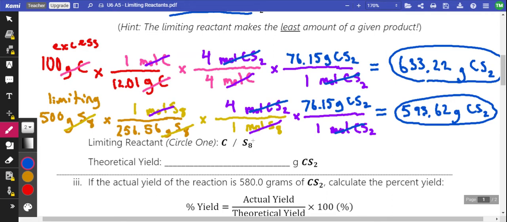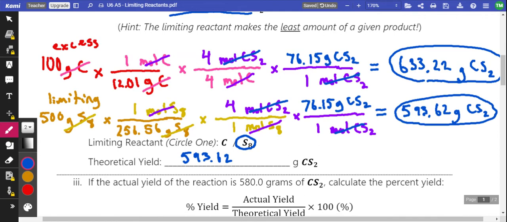So if I want to get the right theoretical yield, I'm going to have to go with the smaller amount. So S8 is my limiting reactant. And the theoretical yield is how much CS2 I can make out of that reaction. So that would be 593.62 grams of CS2. And this other amount doesn't really mean anything because I'll never make that much CS2 as long as I'm held back by this amount of S8.